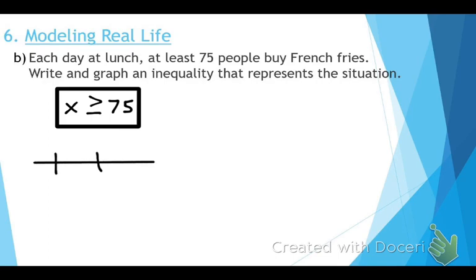You're going to draw a line with 3 bars. Okay, what goes in the middle? 75. What's one smaller? 74. One bigger? 76. Open or closed? Closed. And which way does it go? Right. It goes to the right because all solutions are greater than 75.